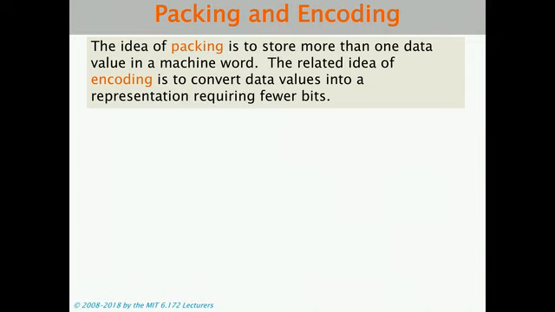So the first optimization is packing and encoding your data structure. The idea of packing is to store more than one data value in a machine word. And the related idea of encoding is to convert data values into a representation that requires fewer bits. So does anyone know why this could possibly reduce the running time of a program?